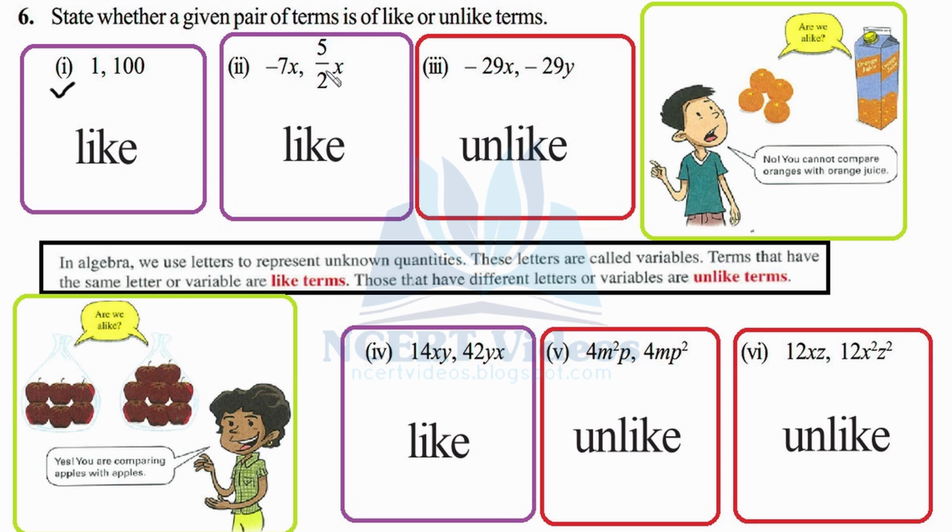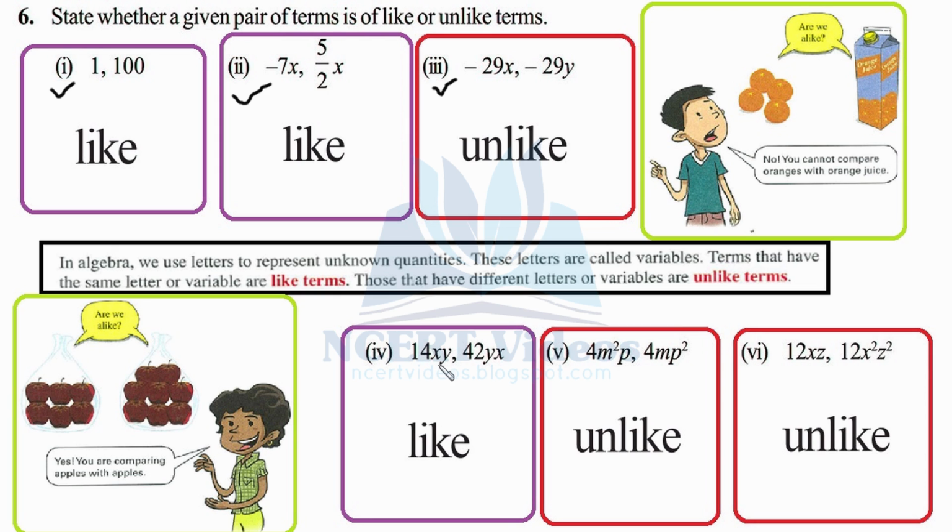Now here, minus 7x, 5 by 2x. Consider x as apples, monkeys, or elephants. Minus 7 apples, 5 by 2 apples. Yes, eventually they are apples. So therefore they are like. Now here, it is like minus 29 donkeys, minus 29 horses. So they are not like because x and y are not same letters. Therefore they are unlike.